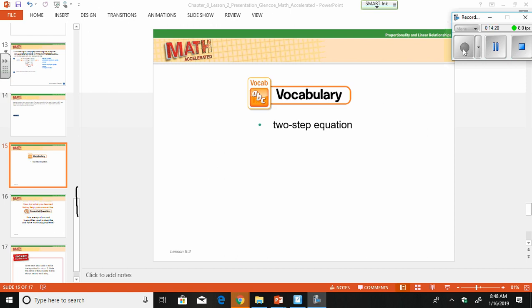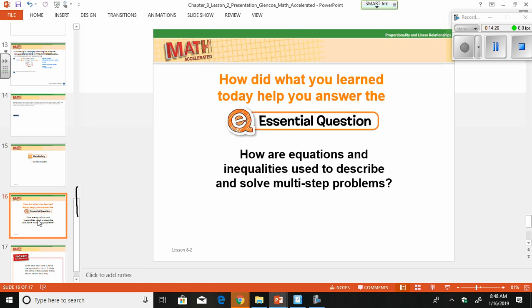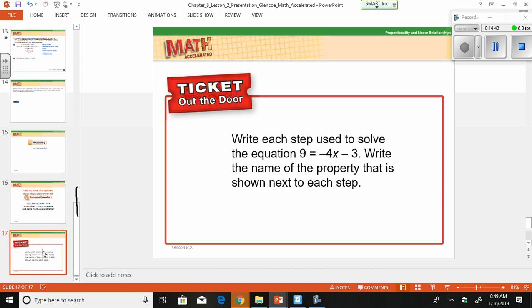So what new term did we have? Do we have two-step equation? And coming down here, how are equations and inequalities used to describe and solve multi-step problems? So we can see sometimes we know what our deposit is, and we're trying to figure out how many weeks we actually need to start saving for. And so that's a two-step problem that we can figure out here.